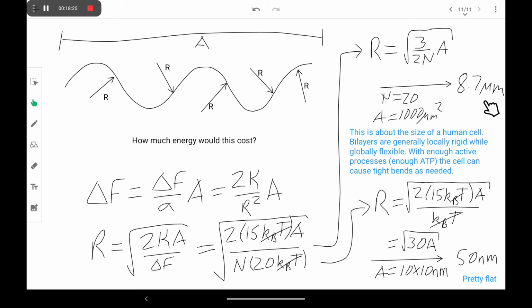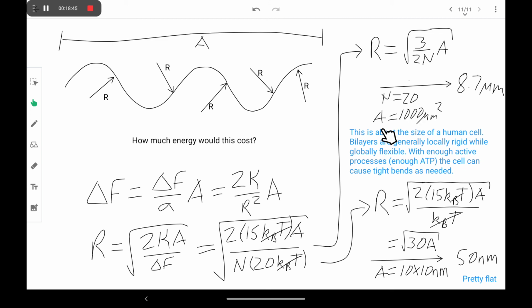Well, that's about the radius of a cell. So that's saying that the cost of doing this means that those curvatures need to be not very small. They have to be about the size of the cell. And 20 ATP are plenty available for that size.